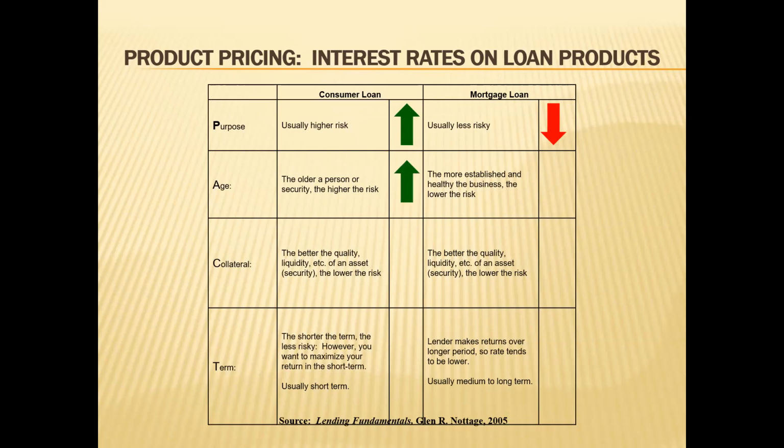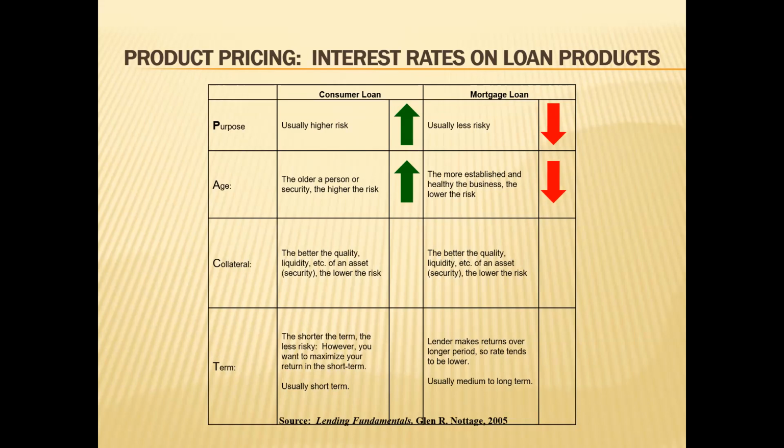All right. The more established and healthy the business, the lower the risk. Where would the arrow go? Down. Yes, it would point down, okay? The more established and healthy the business, the lower the risk. So again, you have the interest rates being lower, okay?